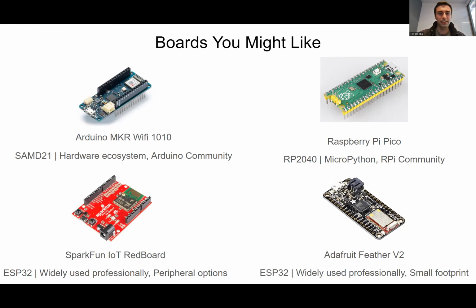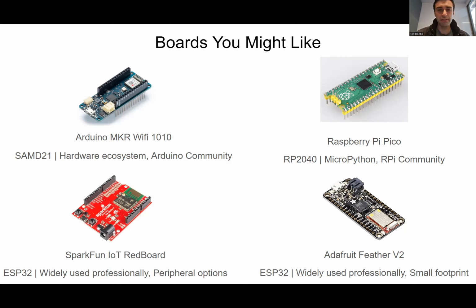And then these two on the bottom. I like the SparkFun IoT Red board for prototyping because you can see it's bigger than the other ones, so you have lots of ports and you can play around with ideas that you need there. And that's based on the ESP32. The ESP32 is one of the most widely used processors for professional IoT stuff. IoT is Internet of Things, which is a buzzword about how to make little objects that can connect to the internet. So I like the ESP32.